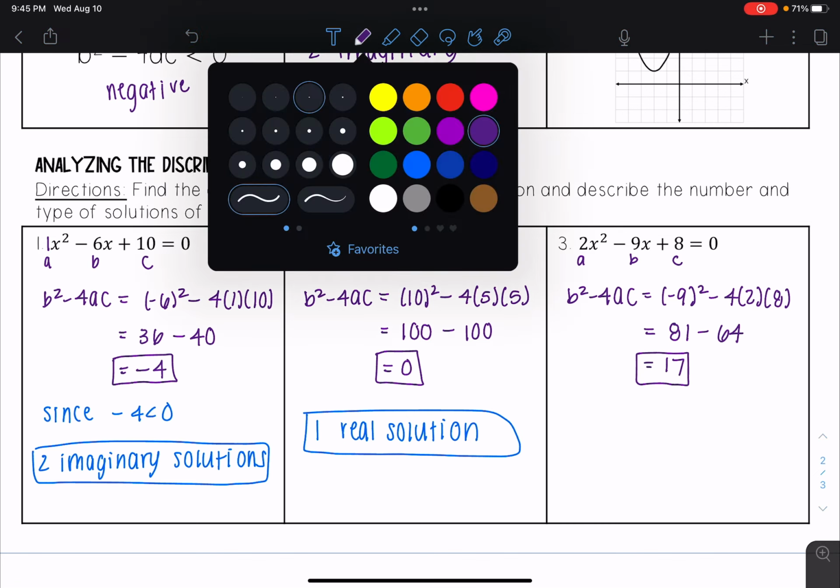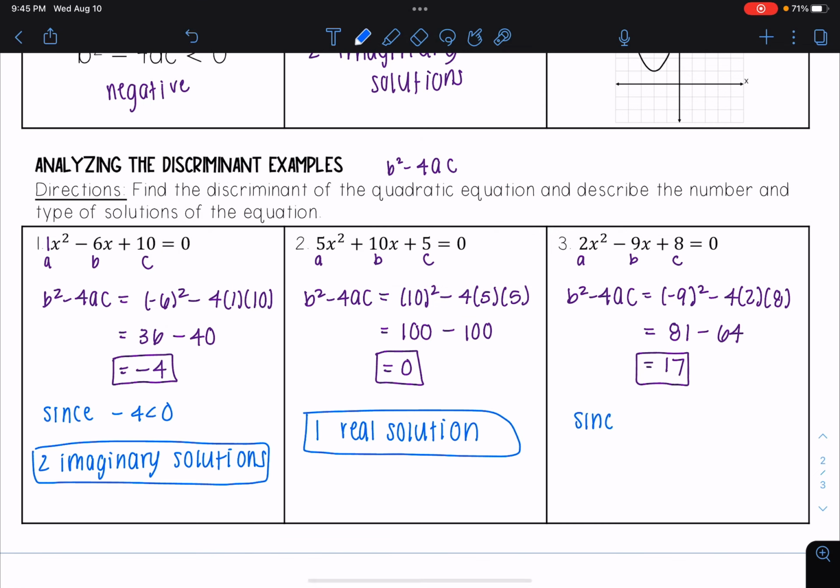Now, since 17 is greater than 0, by my chart above, I see that this is going to have 2 real solutions. So in other words, if I were to use the quadratic formula to solve all 3 of these problems, for the first one, I would have the imaginary number in the front. So I would have that i will be in my answer. For number 2, I would only get 1 answer. And then for number 3, I would get 2 real solutions. So there wouldn't be an i in my solution.